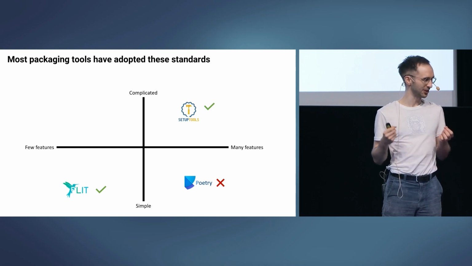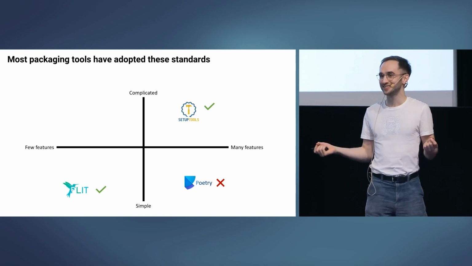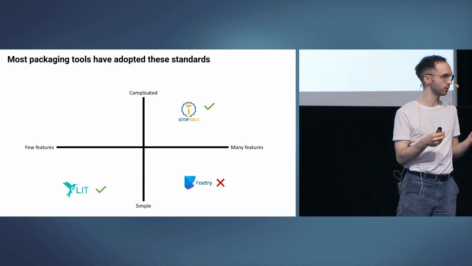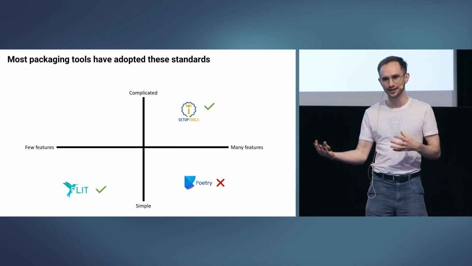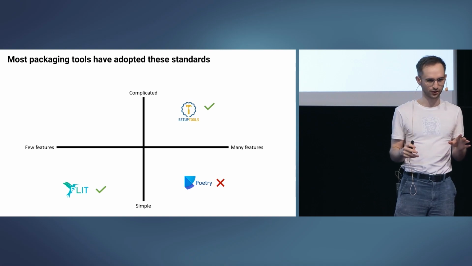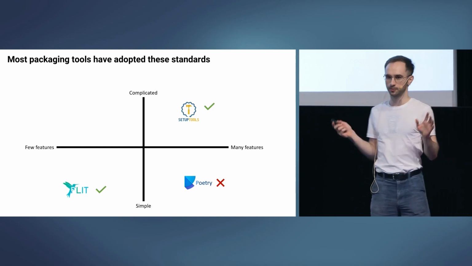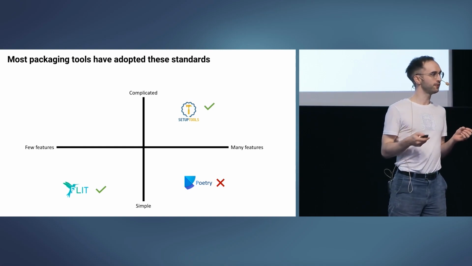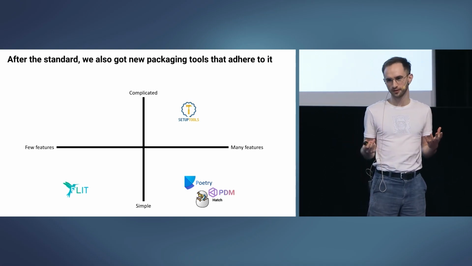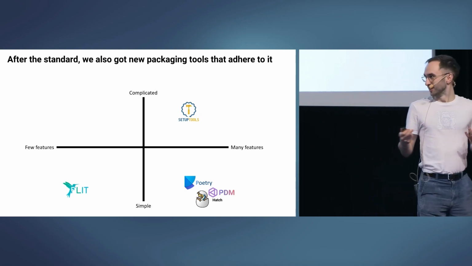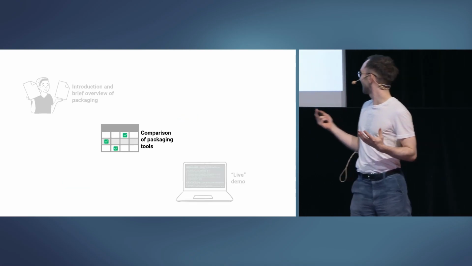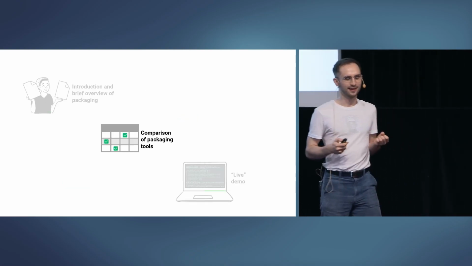A notable exception is Poetry, which at least for now has not adopted the latest PEP 621 because their way of doing it clashes, so hopefully they'll sort it out in a future major version release, but at least for now, they don't. We've also got a couple of newcomers, Hatch and PDM, that definitely follow the standard. So what should you choose? Well, let's compare them a bit more systematically.